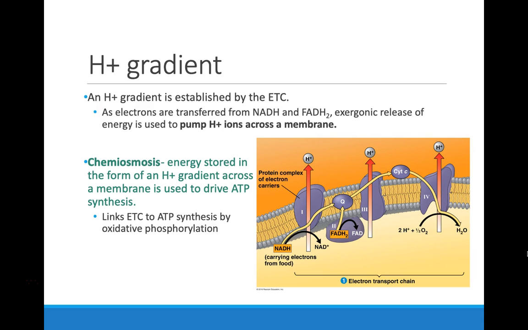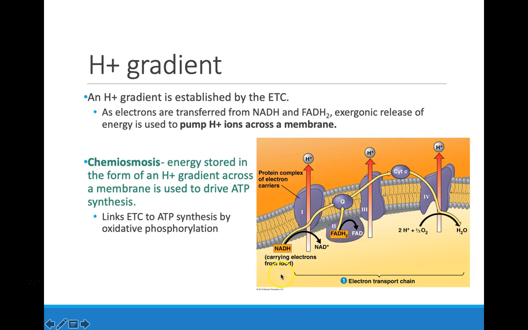So what that does is accumulate a concentration gradient, but it also accumulates a bit of a charge gradient because those hydrogen ions, because they're being moved by active transport, are accumulating. The concentration of those hydrogen ions is getting higher, but there's also a lot of positive charge that goes with those ions, and that hydrogen ion gradient is going to be used to actually power the production of ATP.